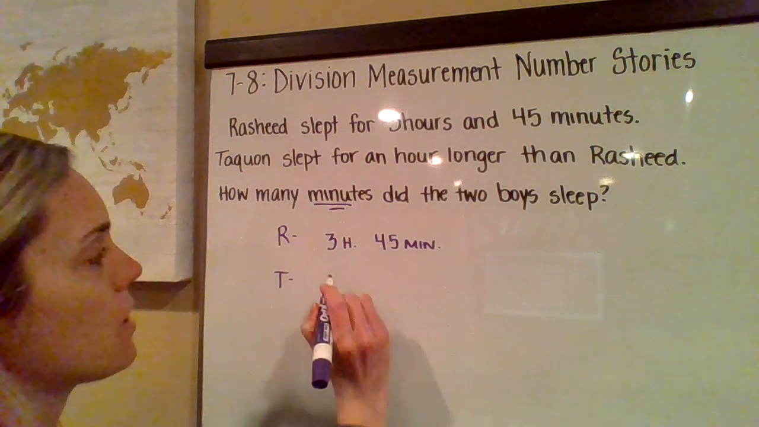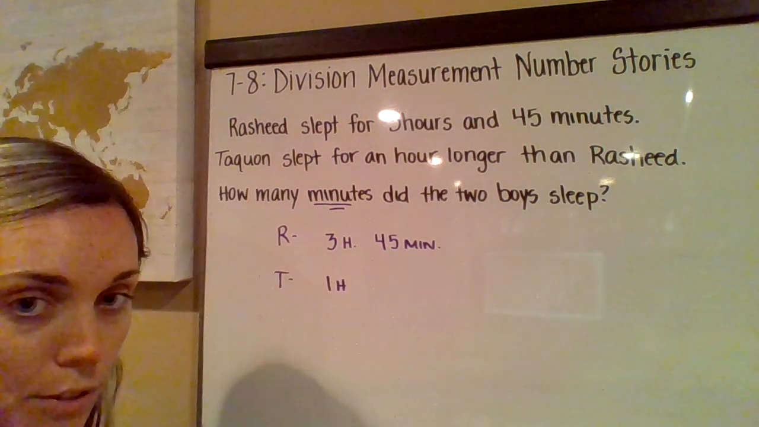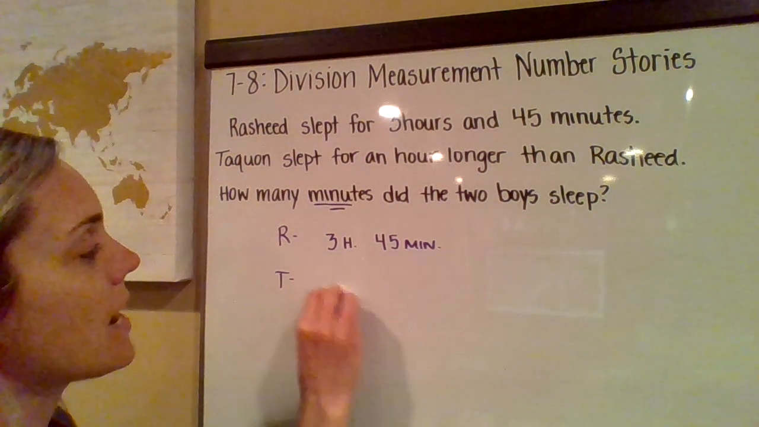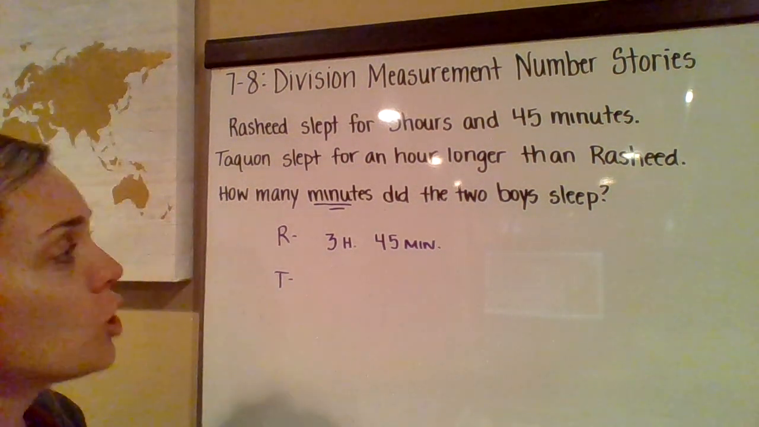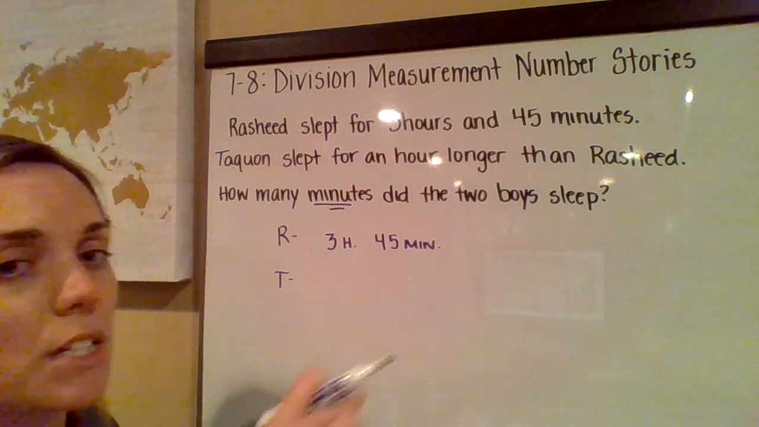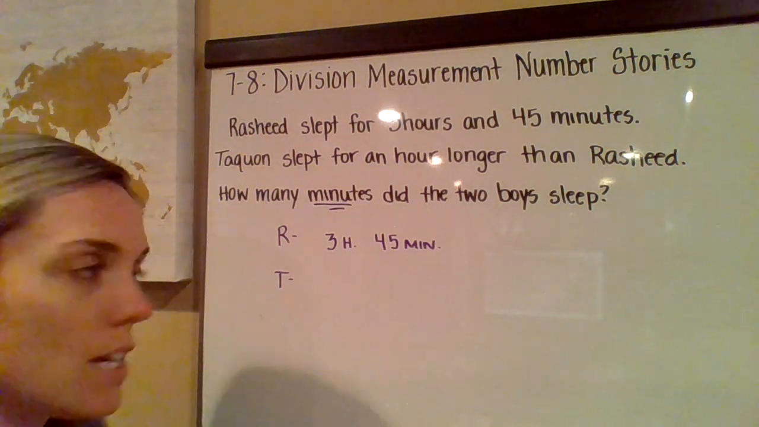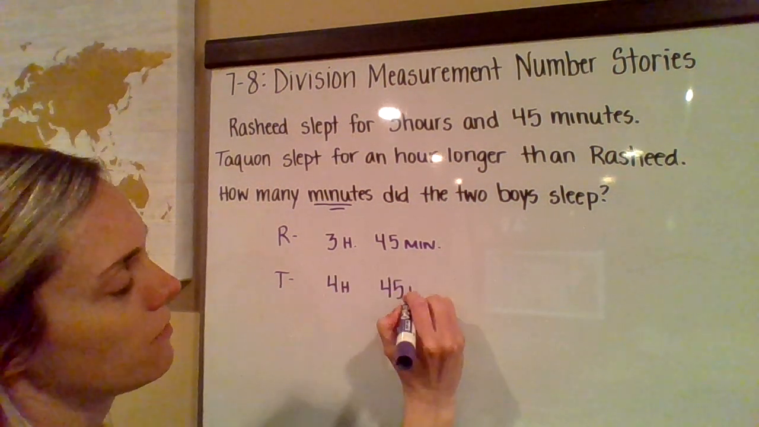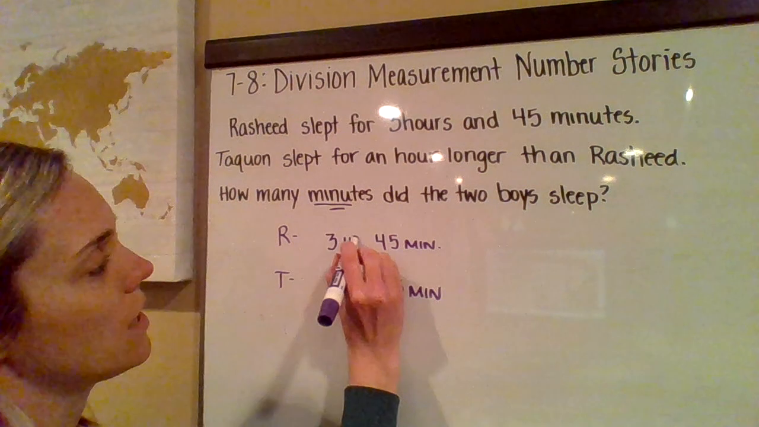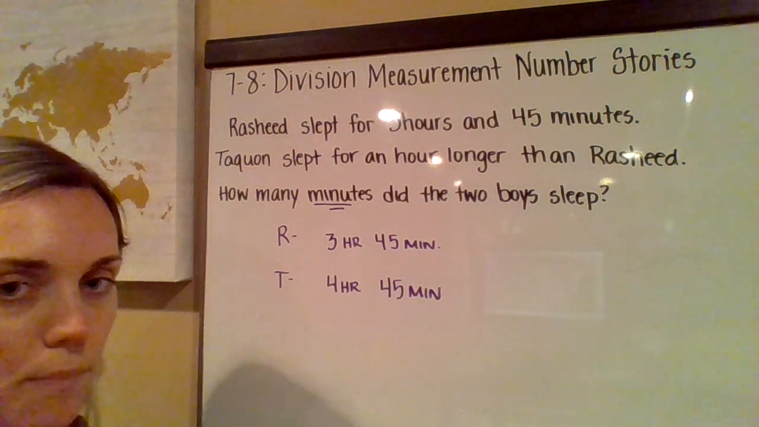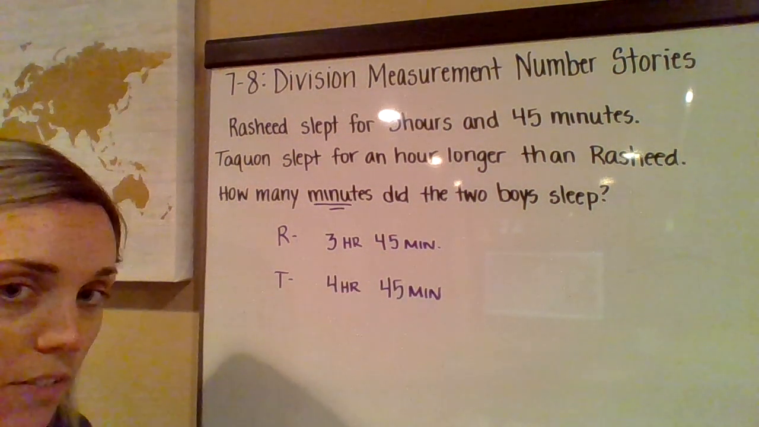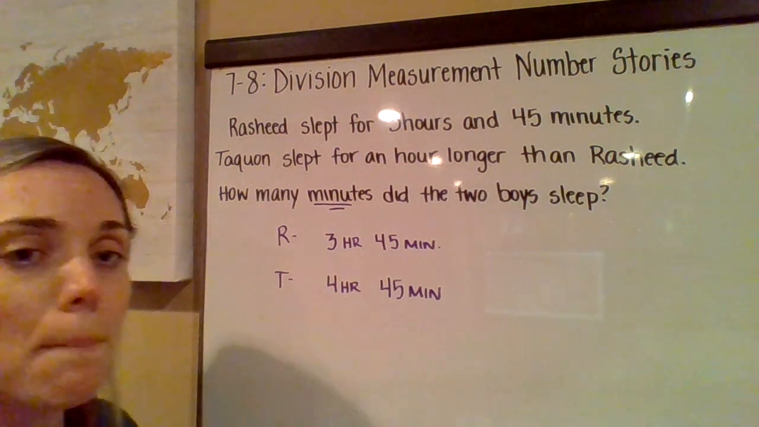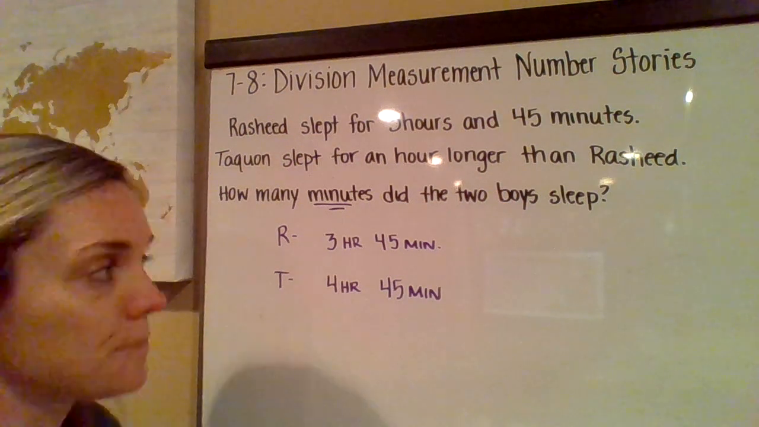So does that mean that Taquan slept for 1 hour? What do you think? You said no, you're correct, because it said an hour longer than him. So what's 3 hours and 45 minutes plus 1 hour, which would be 4 hours and 45 minutes. And I should say HR because that's an abbreviation for hour. So I now need to figure out, okay, I don't just add this up. I need to know how many minutes in total that all is.